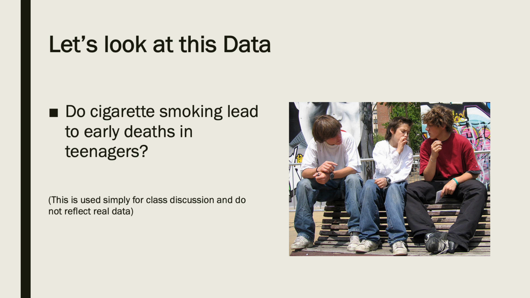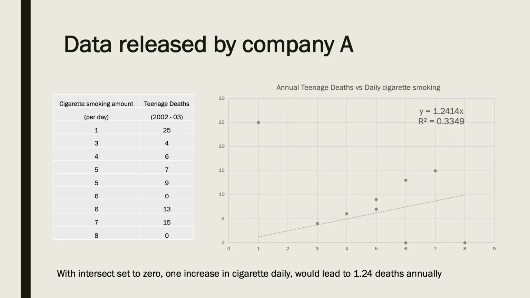But whether it leads to it or not, the focus is not whether it actually leads to that, because we might not be able to draw the conclusion. It's to actually show the students what an outlier does and how that affects the data. So the first is the data that's been released by Company A, which is a cigarette company.